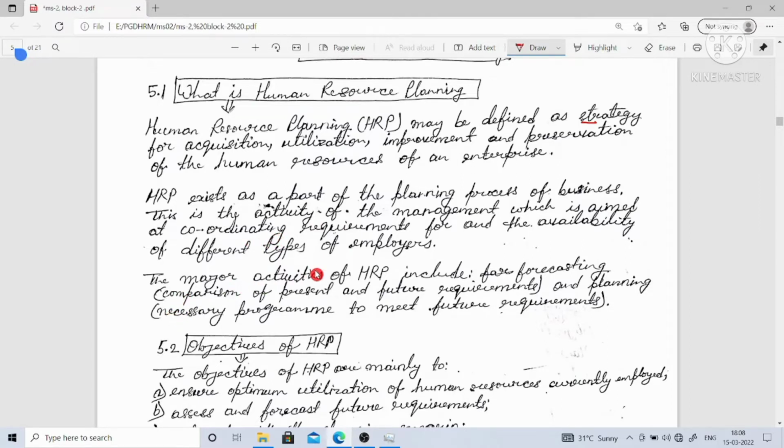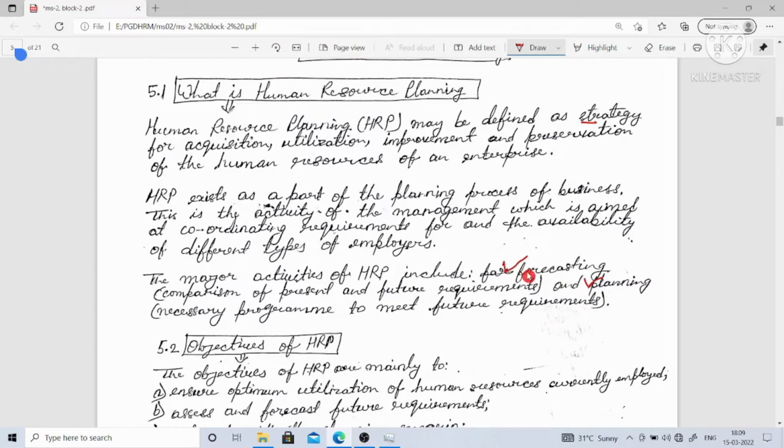Major activities of human resource planning include forecasting. So human resource planning includes forecasting, means comparison of present and future requirements. What is the present requirement and what will be the future requirement, means comparing them, that is forecasting. Second is planning. Planning means necessary programs to meet future requirements. Okay, so major activities include forecasting and planning.